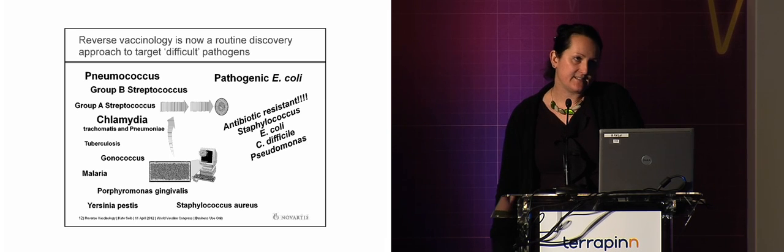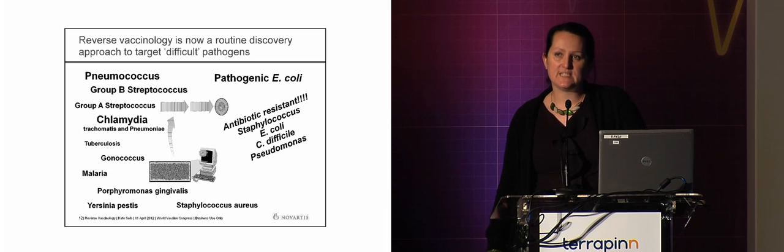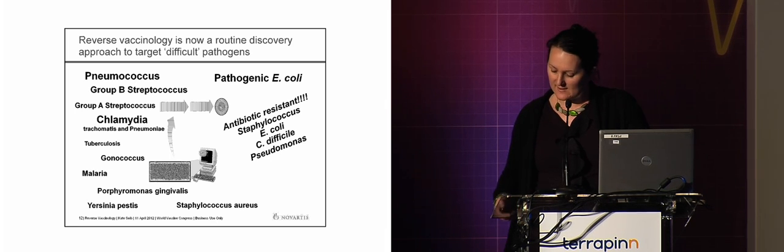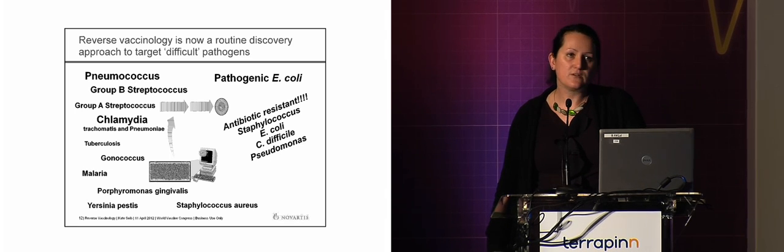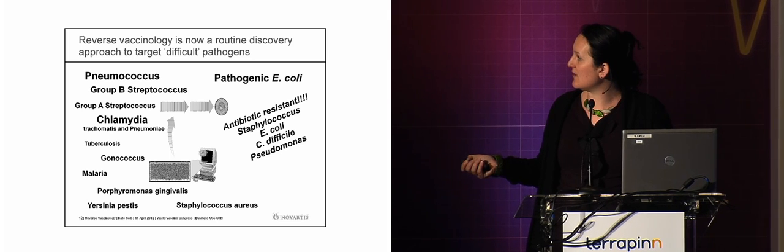So given the success that was obtained with the MenB project, reverse vaccinology is now a routine approach that's used for vaccine antigen discovery. And furthermore, it's evolved to include multi-genome analysis to address the issue of species diversity and variability that remains a hurdle for vaccine development. And I'd like to give an overview of the approaches used for 2 additional pathogens, so the pneumococcus and pathogenic E. coli.